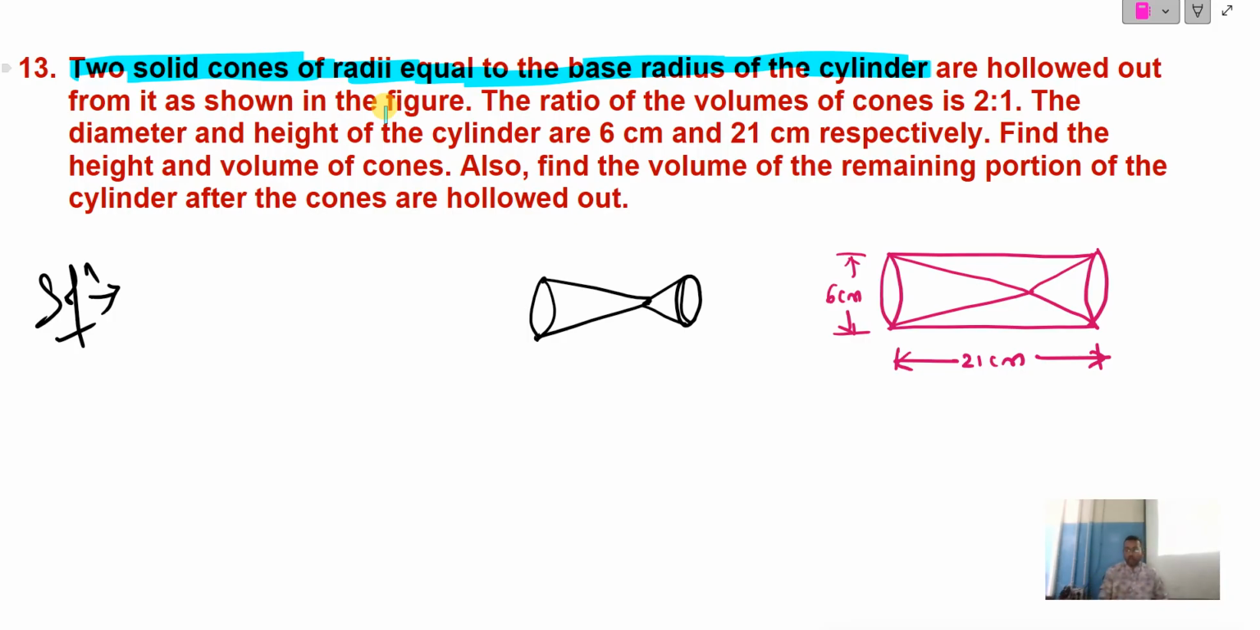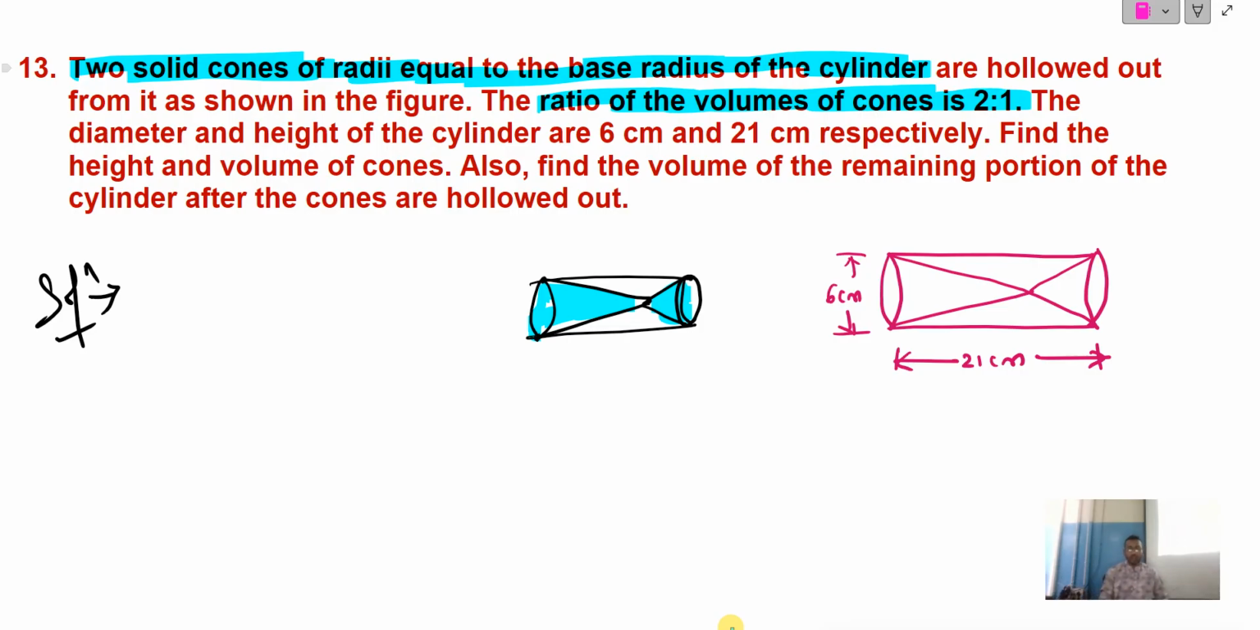So they have given the ratio of the volumes, meaning the volume of the bigger cone to the volume of the smaller cone is 2 is to 1. The diameter and height of the cylinder are 6 centimeter and 21 centimeter. The diameter is 6 centimeter, then the radius is 3 centimeter, isn't it? And the length of the cylinder is 21 centimeter. But still we don't know the height of the bigger cone and the height of the smaller cone, isn't it?